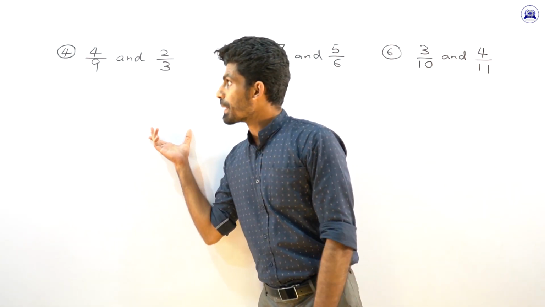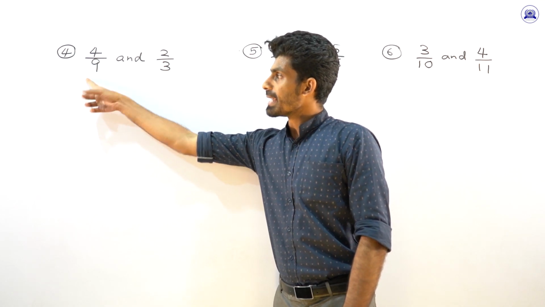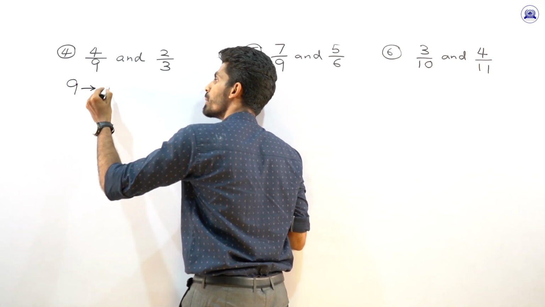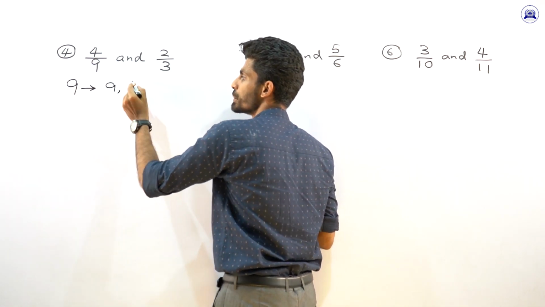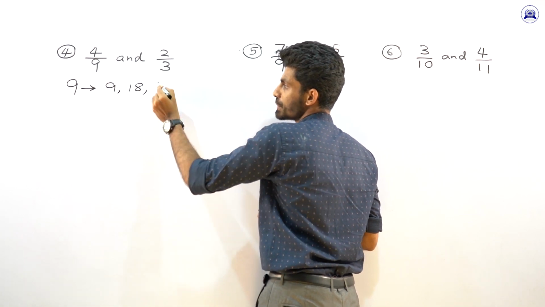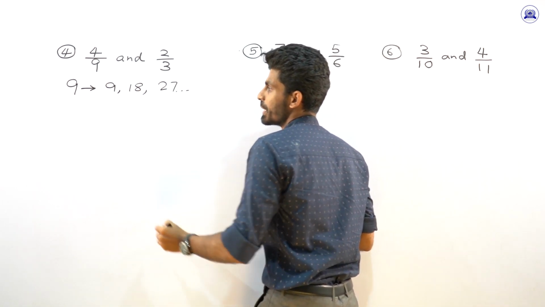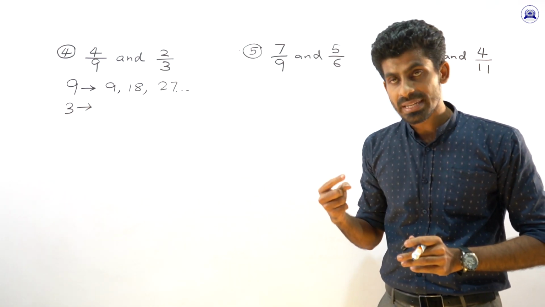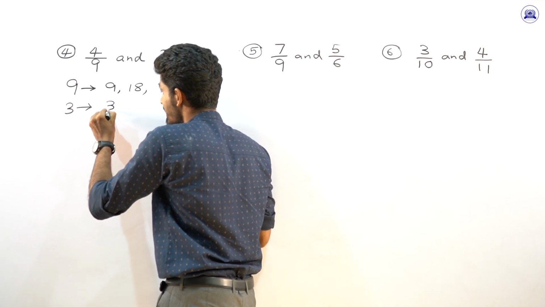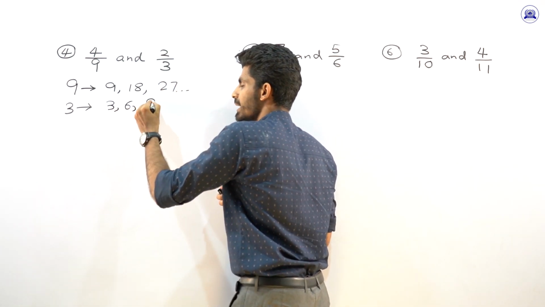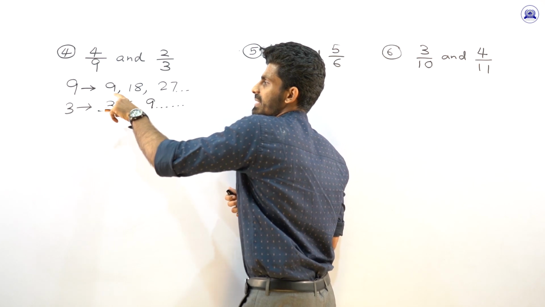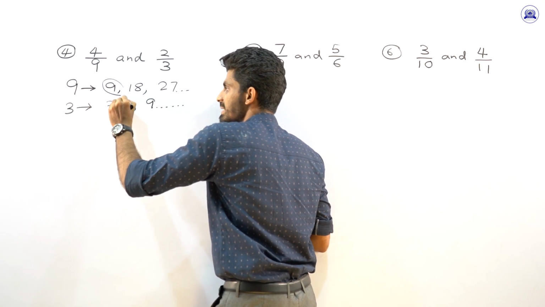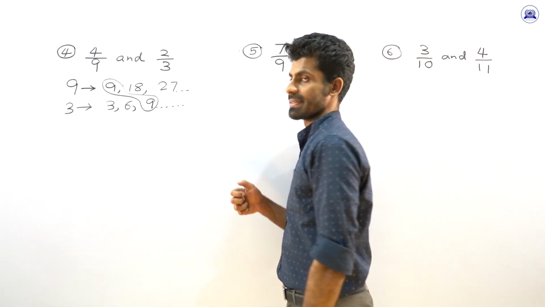Let's move to question number 4. Look at the fourth question of mine. So denominators are 9 and 3. So we need to create the multiples of 9. 9 into 1, 9. Then 9 into 2, 18. 9 into 3, 27, and so on. Then I'm going to take the multiples of 3. 3 into 1, 3. 3 into 2, 6. 3 into 3, 9. We just found the common multiples, right? 9 is the common multiple, right?